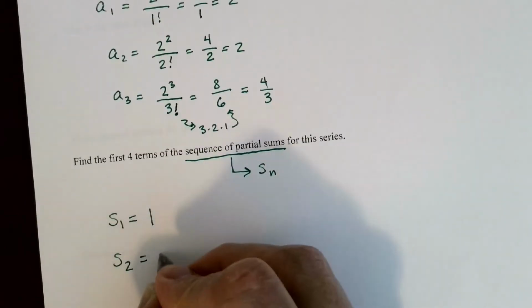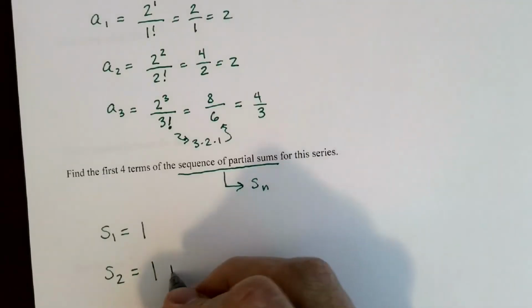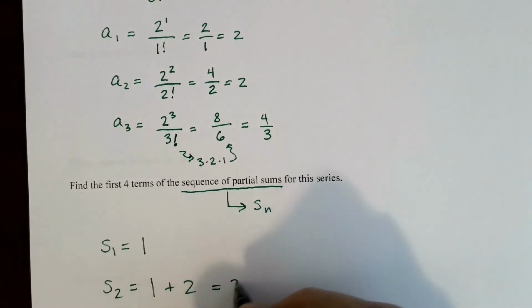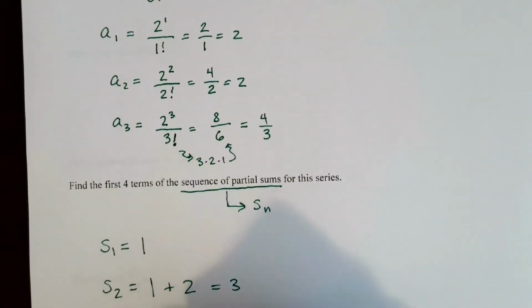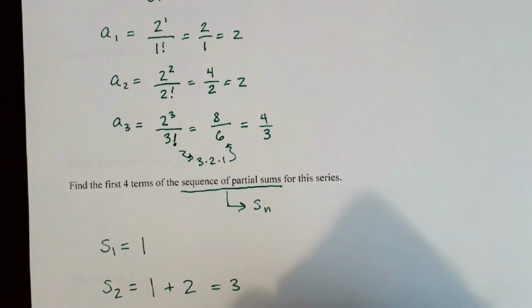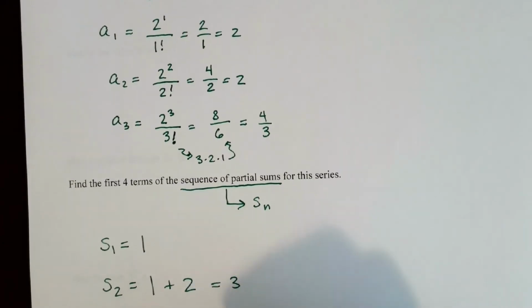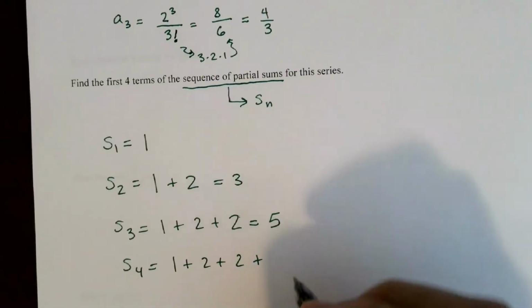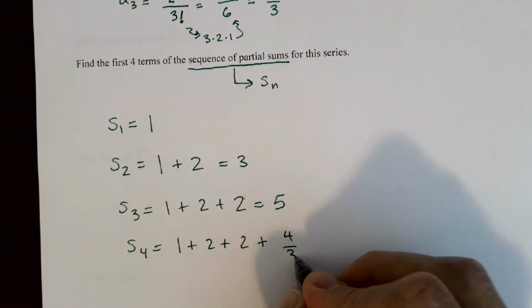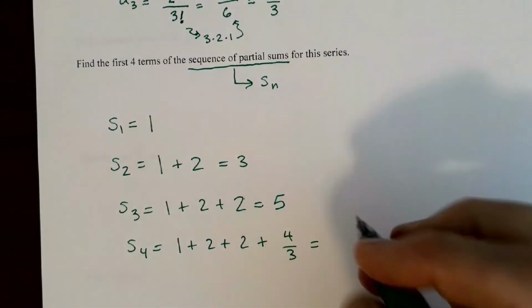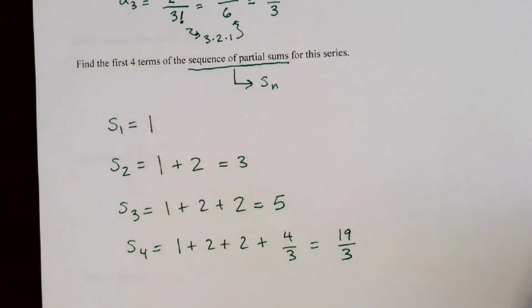S sub 2 is the sum of the first two, 1 plus 2, right? So that's 3. S sub 3 is going to be 1 plus 2 plus what? The third term here is 2. That's 5. And S sub 4 is what? 1 plus 2 plus 2 plus 4 thirds, which is 19 thirds. Okay?